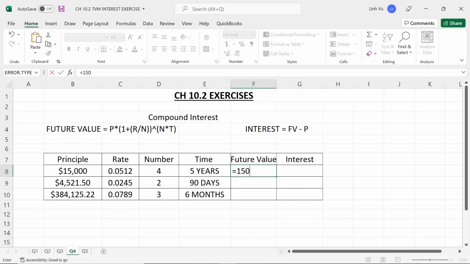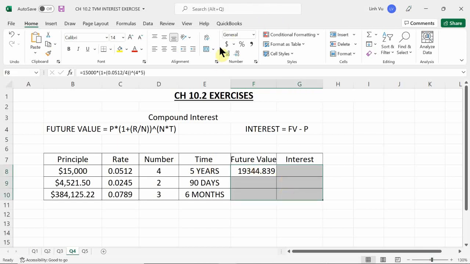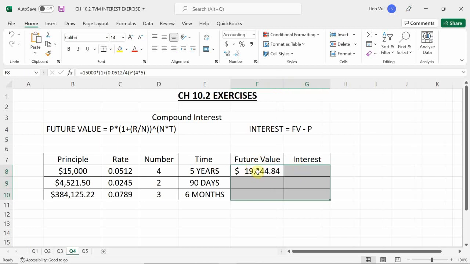Principal of $15,000. You're going to multiply 1 plus the rate, which is 0.0512 divided by 4, okay? Because that's how many times there is. Caret, another open parentheses, N, which is 4 times time, which is 5 years. You should get a total of $19,344. So let me put this in dollar form so you can see it. All right, that's how much your future value is going to be.